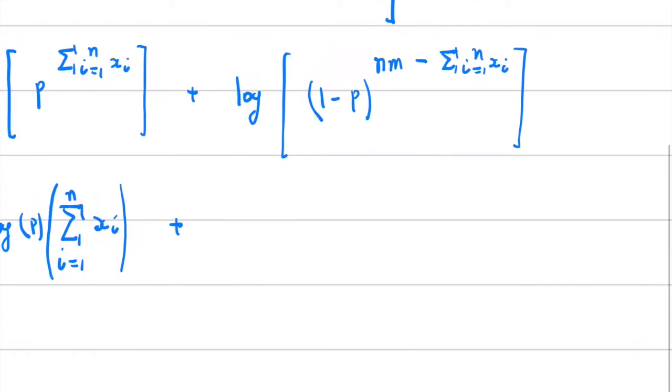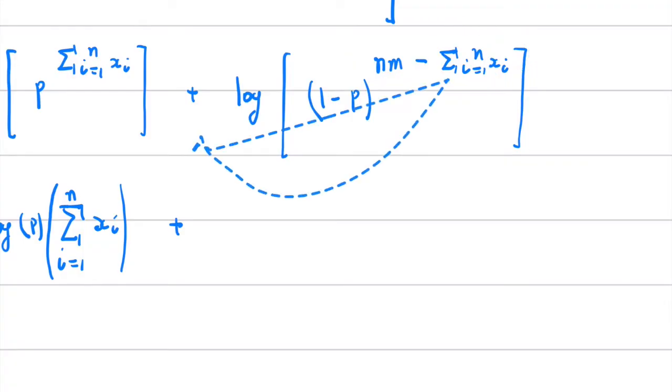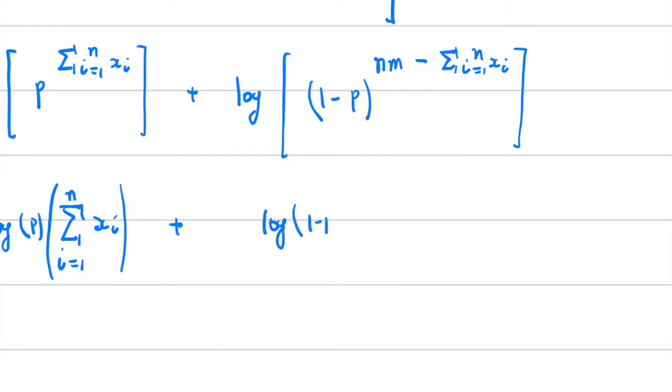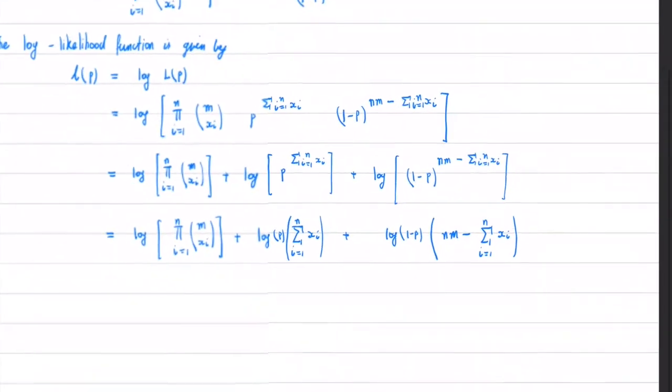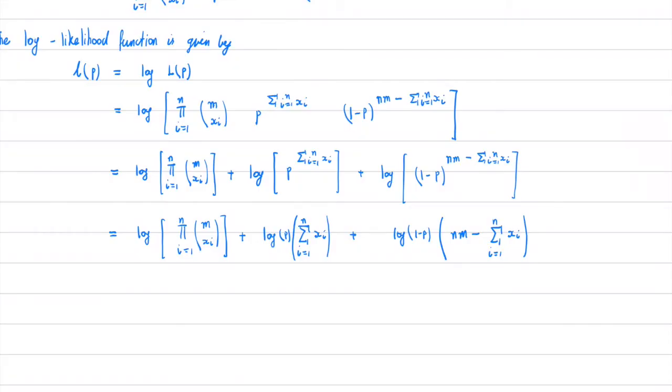Plus, and again we're going to do the same thing here. We've got our power coming down the front, log(1 minus p), and then we've got our power, nm minus the sum from i equals 1 to n of xi. And so now we've found an expression for the log likelihood function.